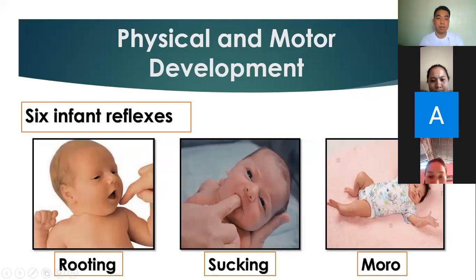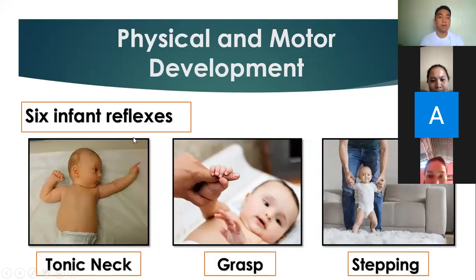And then, and a tonic neck. Some people say that the tonic neck is a reflex that prepares a child to defend himself. Tonic neck. It prepares a child to defend him or herself.